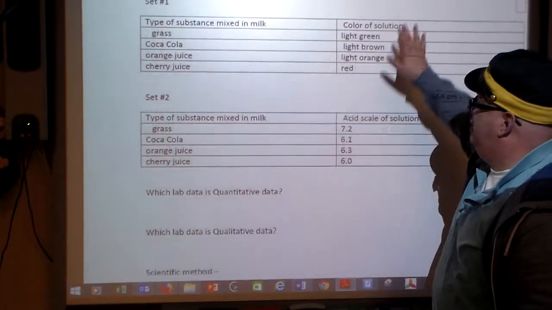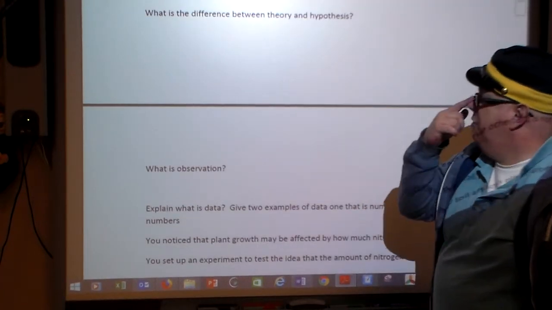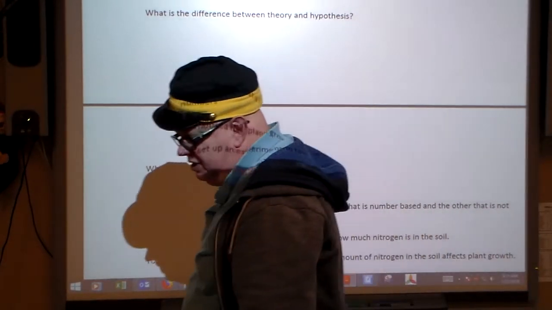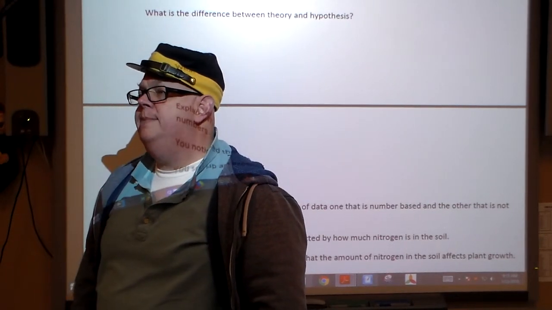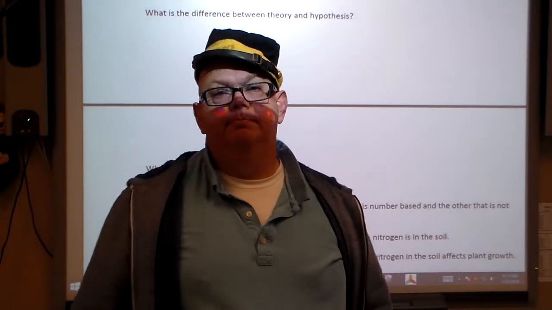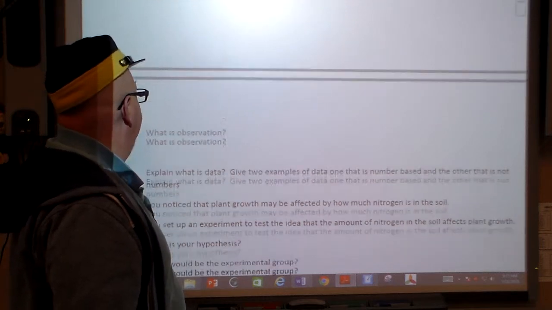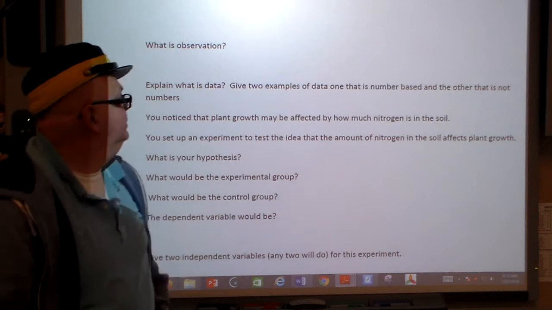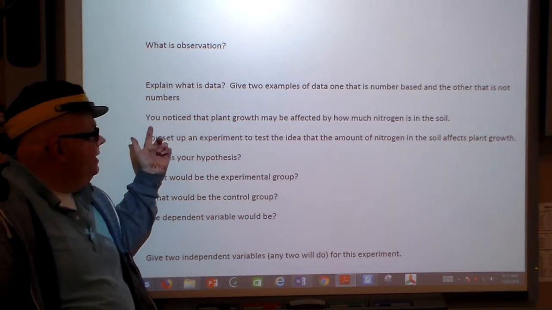Quantitative, qualitative data, we already talked about that. The scientific method, theory and hypothesis. So a hypothesis is some kind of a possible explanation. You don't know, it's something you're going to test, whereas the theory is that possible explanation, but you've got some data to back it up. So that might be the way to go. What's observation? Come on, you know that. All right. What's data?